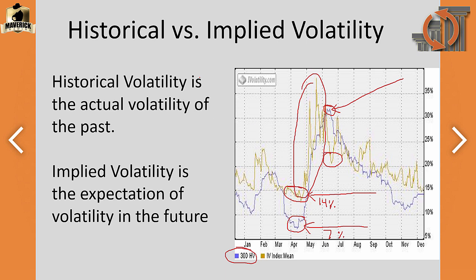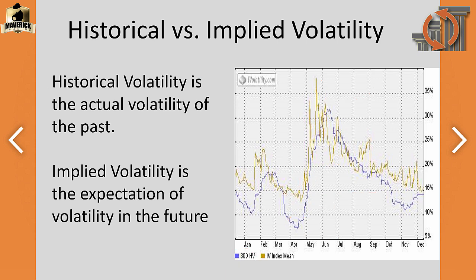Now you can get implied volatility and historical volatility at any time you want on ivolatility.com if you want to see them compared to each other, or you can go to the options chain. On some platforms you might have to add in implied volatility and historical volatility, but you can see these numbers at any time.